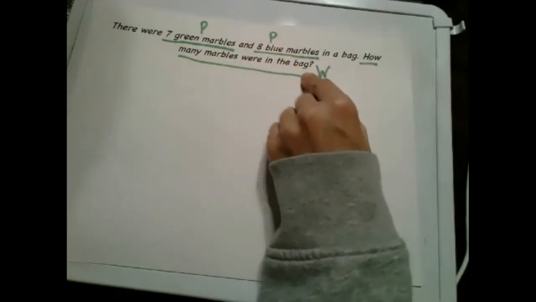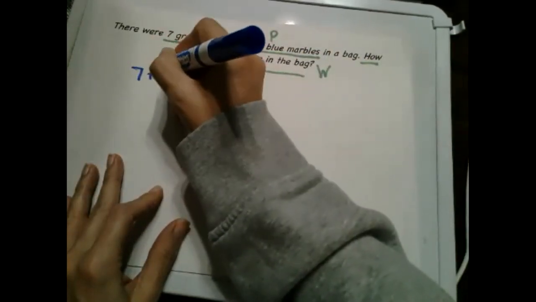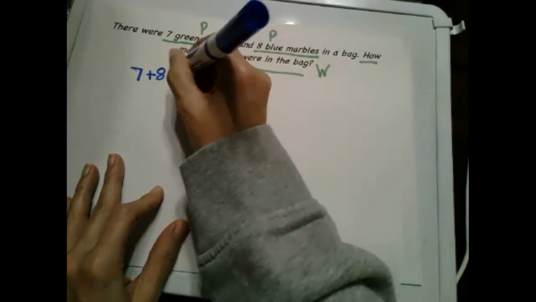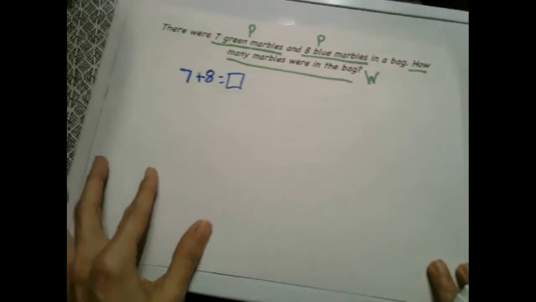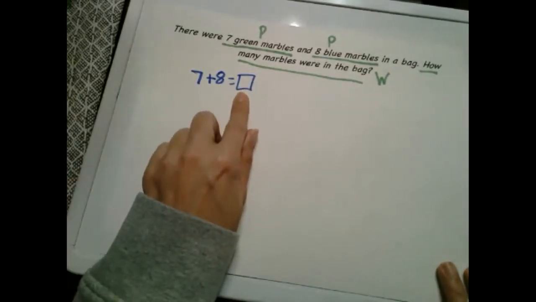All right, guys, I saw a lot of great thinking. So I have my 2 parts, but I need to find out what my whole is. What kind of equation would go with this type of problem? That's right. I would take my 7 and I would add it to my 8 to figure out what my whole is, because we know that we can add our parts together to equal our whole.